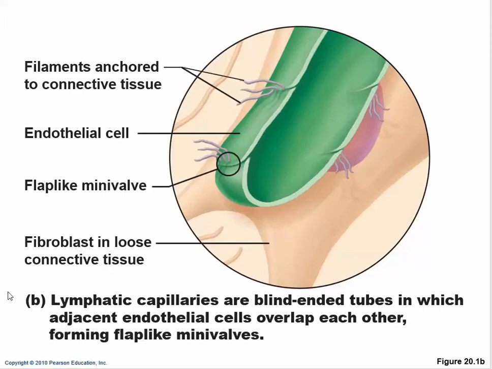And the holes get big enough that proteins and other things can go through. If there's not enough interstitial fluid, then these flaps close and there's less lymph produced, and more interstitial fluid stays. Okay. So it maintains balance that way.